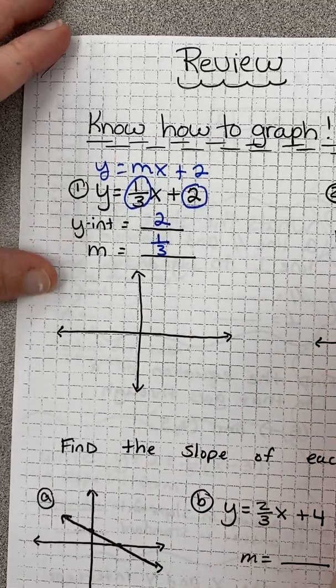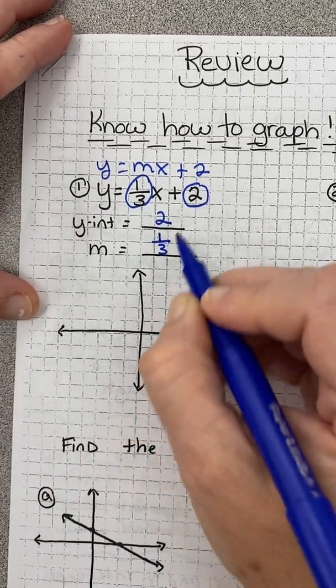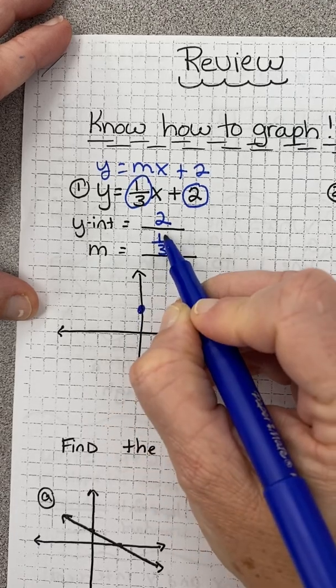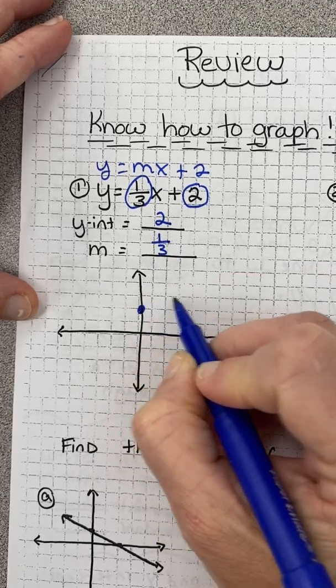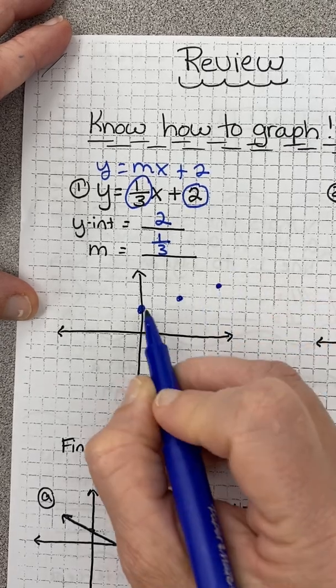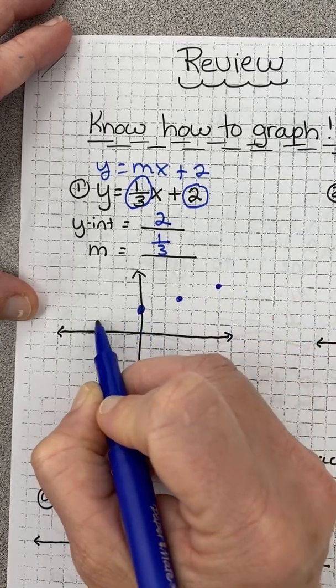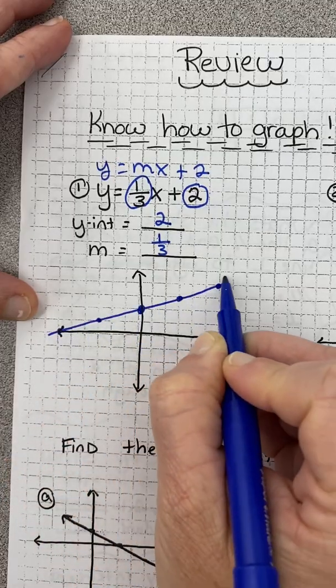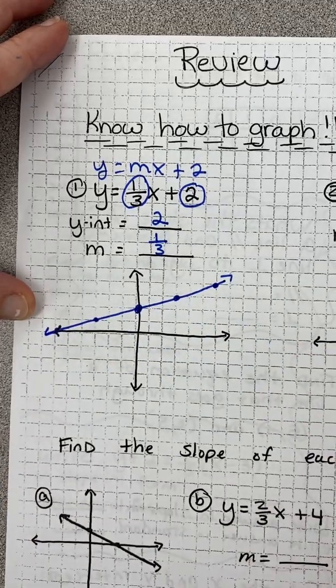When I go to graph that, I plot the y-intercept first, 2 on the y, and then I do rise over run. Rise 1, run 3, rise 1, run 3. And I can also go down and back. Connect them and make a line, okay?